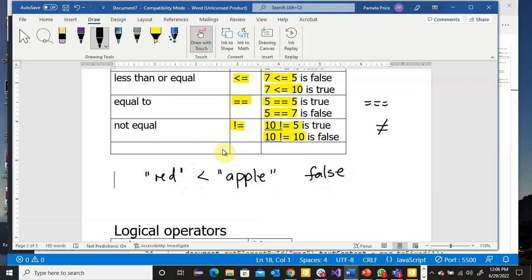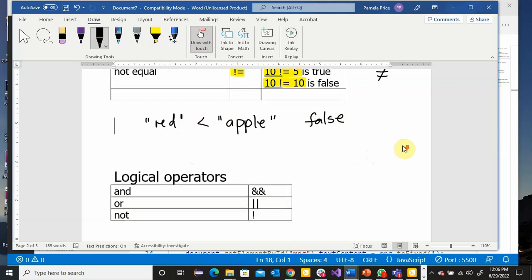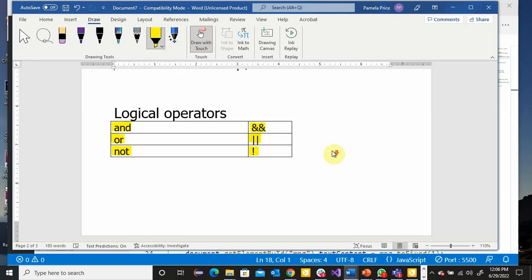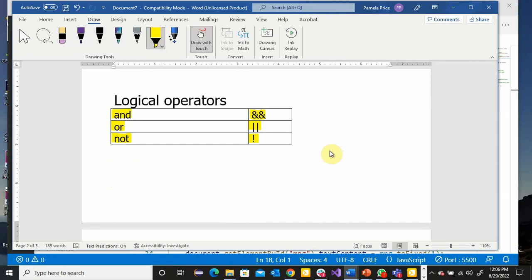All right, one more thing in just our beginning concepts. There's one more type of operator, which is called a logical operator. And there are 3 of them. So the logical operators are and, or, and not. And these are how they're represented in JavaScript. And you may have heard of a truth table. These operators only work on a true or false value.